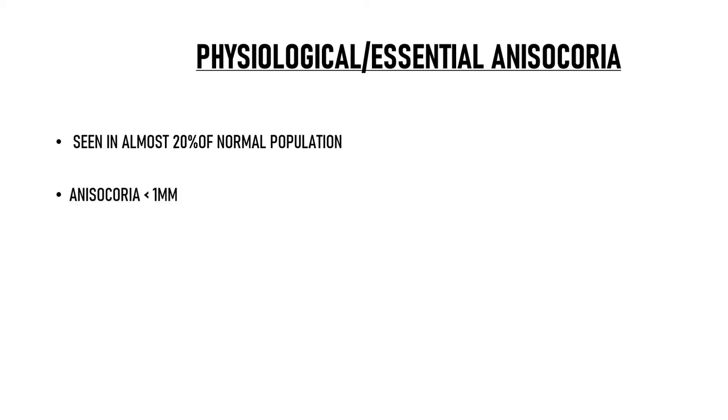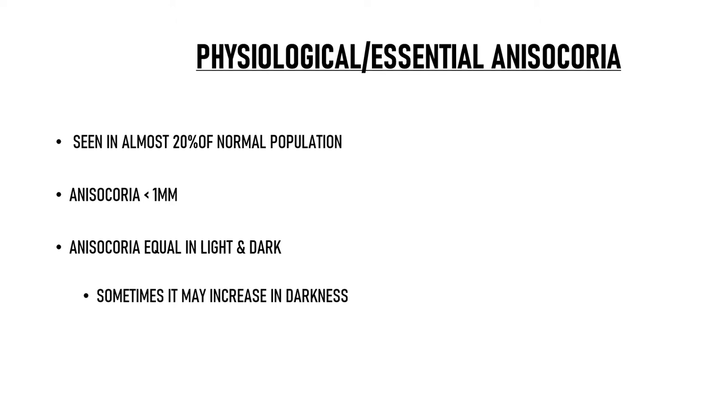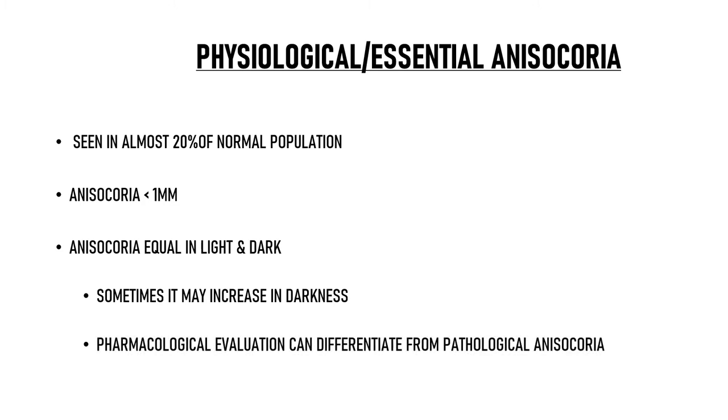An important differential diagnosis of Horner syndrome is physiological anisocoria, which is also known as essential anisocoria. Physiological anisocoria is seen in almost 20% of the normal population. Here the anisocoria is usually less than 1 mm. It is equal in both light as well as darkness. Sometimes physiological anisocoria may also increase in darkness, just like Horner syndrome, in which case pharmacological testing is done to differentiate between the two, and we will discuss this in detail later. Physiological anisocoria does not have any other associated signs seen in Horner syndrome, like ptosis, anhidrosis, heterochromia, etc.